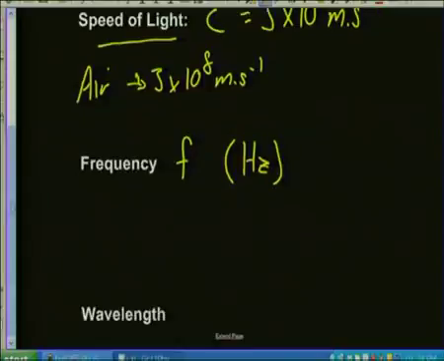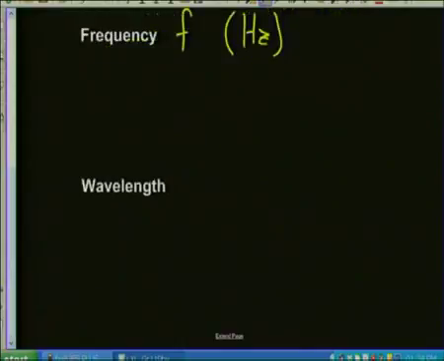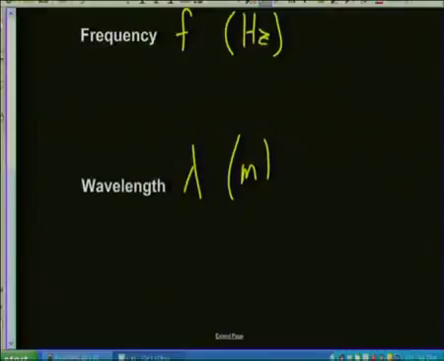Now, the wavelength is given the symbol lambda, and it's measured in meters. And again, what we need to recognize is the relationship between these two. Because the speed of light is constant, we recognize that the frequency is inversely proportional to the wavelength. That means it's proportional to 1 over lambda. It's inversely proportional.